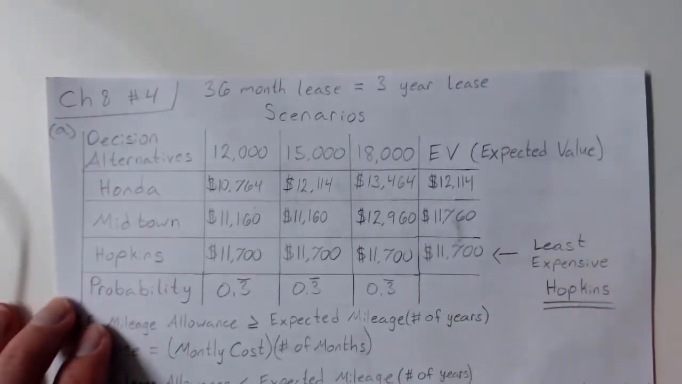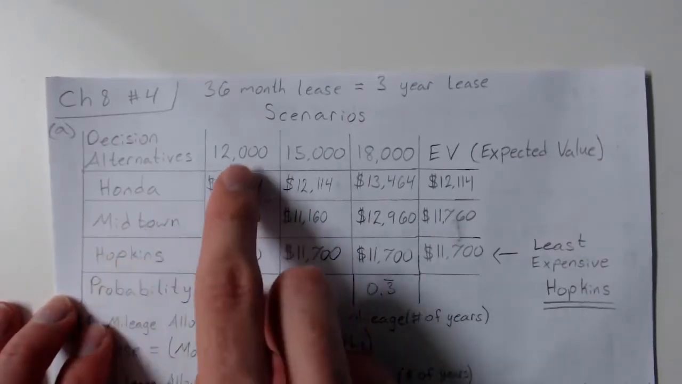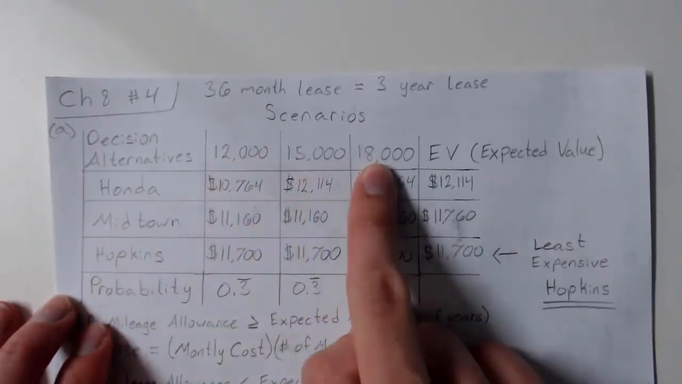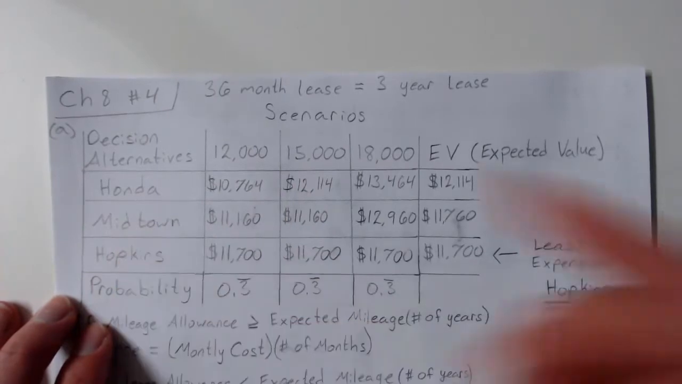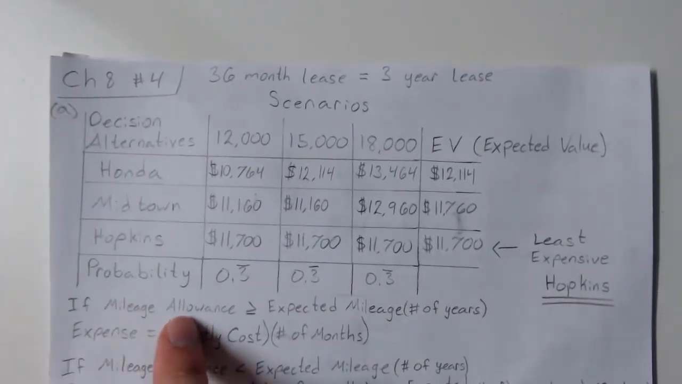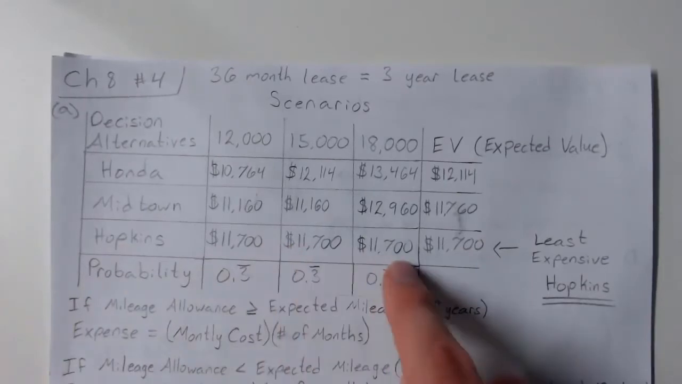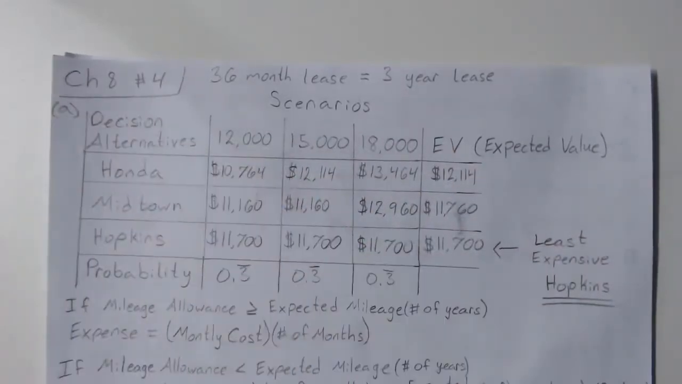Amy is wanting to rent a car, and there are 3 places she can rent it from, but she doesn't know how many miles she's going to drive. Each place gives her different rates, different mileage allowance, and they give her different monthly costs. We're trying to find out the least expensive option. That's called a payoff table.